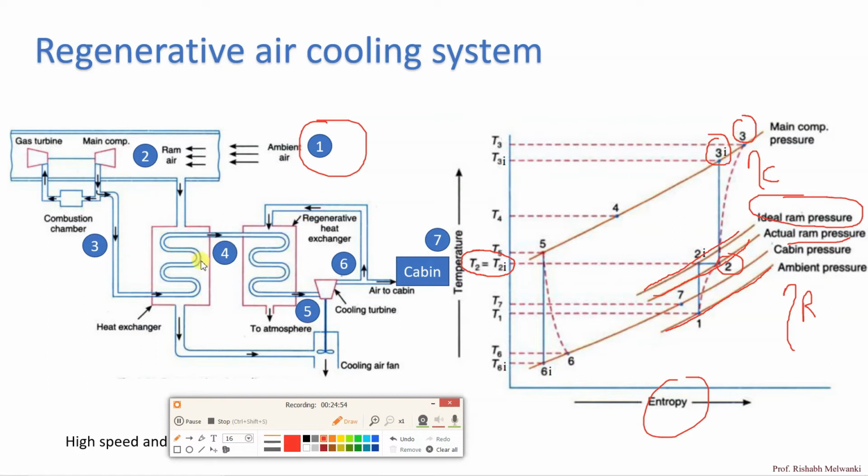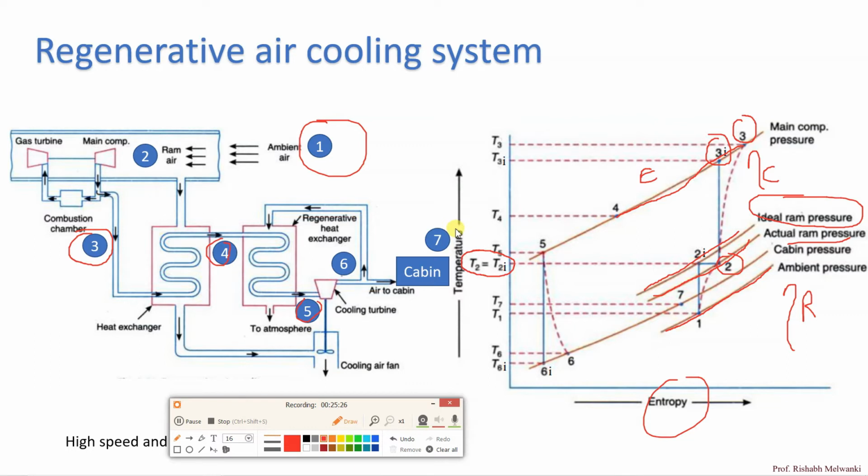Now 3 to 4 ideally is constant pressure heat rejection by this compressed air at point 3 to the ram air. So here you can see this is constant pressure heat rejection. Here epsilon might be given. Now the next part is the regenerative heat exchanger. In the regenerative heat exchanger also, 4 to 5 will be constant pressure heat rejection.